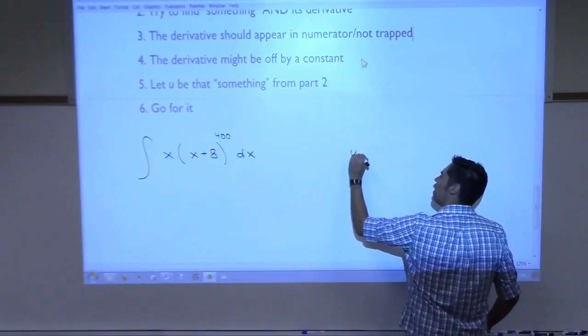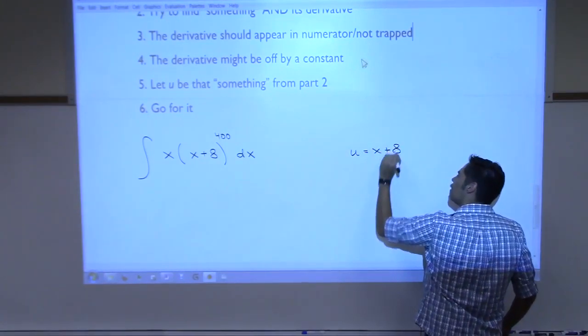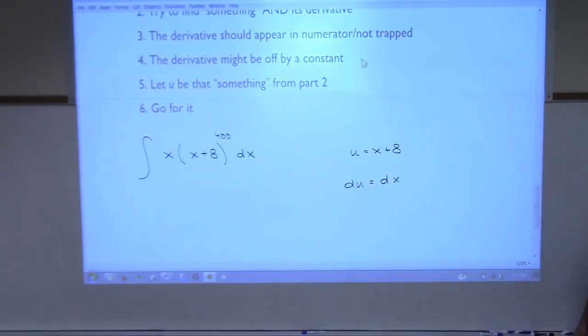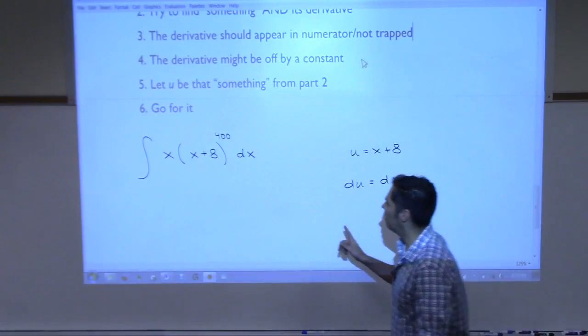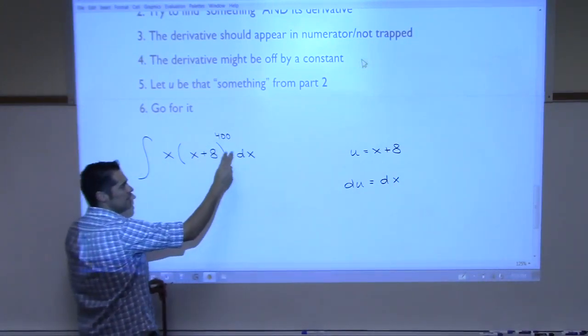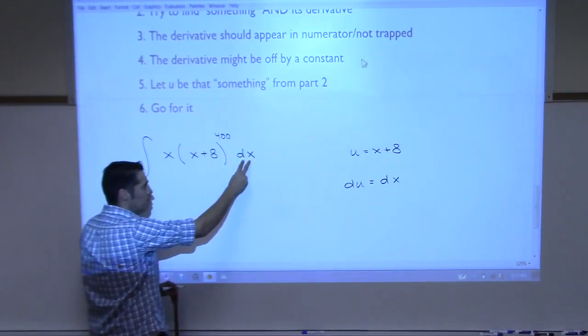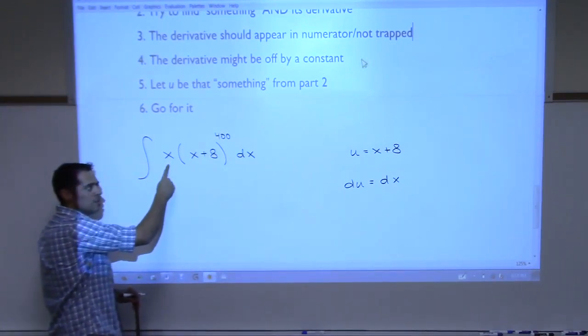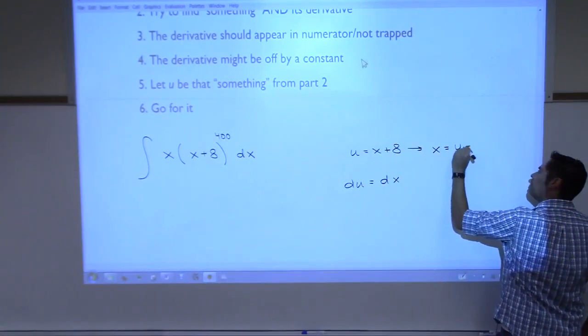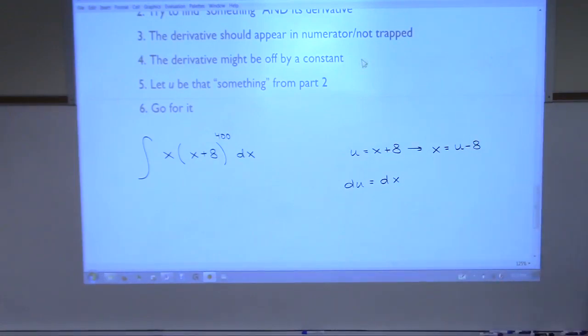U is equal to x plus 8. What's du? Dx. So, like the same thing, solve for x, so use u minus 8 for x. Exactly. So that's what I wanted everyone to see. This is going to be replaced with u, dx is going to be replaced with du, but the x needs to be replaced. So let's replace that with x is equal to u minus 8. Solve that for x, and you get this.